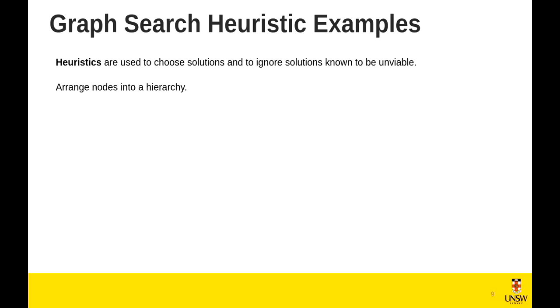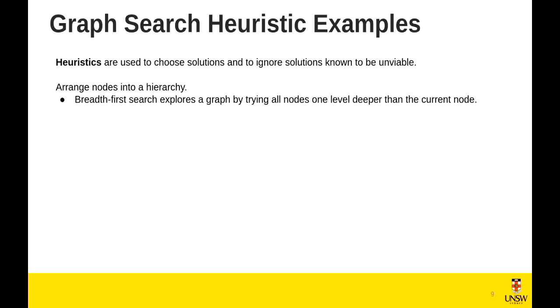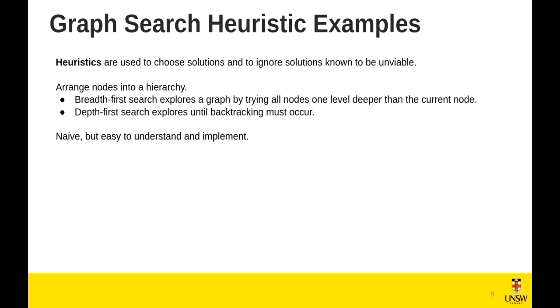And for example, if we try to arrange the nodes of a graph into a hierarchical notation, we can do a BFS. We can search level by level. We can use a breadth first search to explore the graph. And we can do a DFS as well. We can explore one branch and then try to get back and explore another. So these are actually some heuristics when we do graph search. And these are naive but easy to understand and implement.